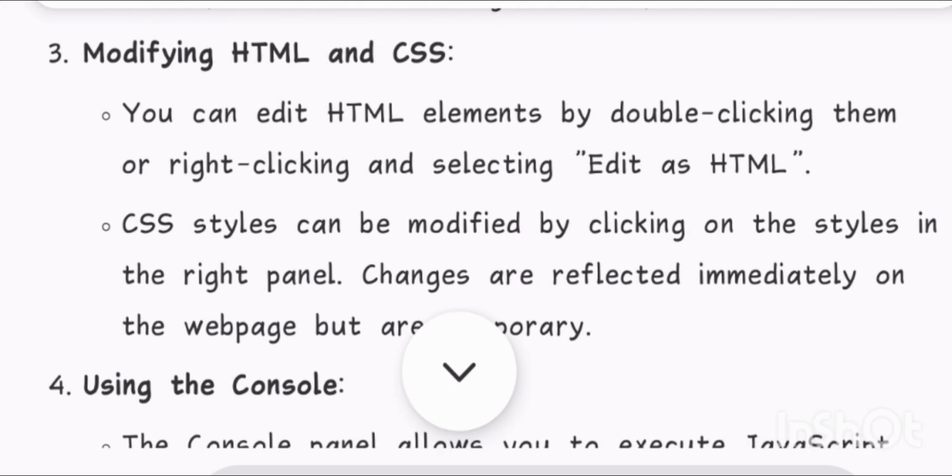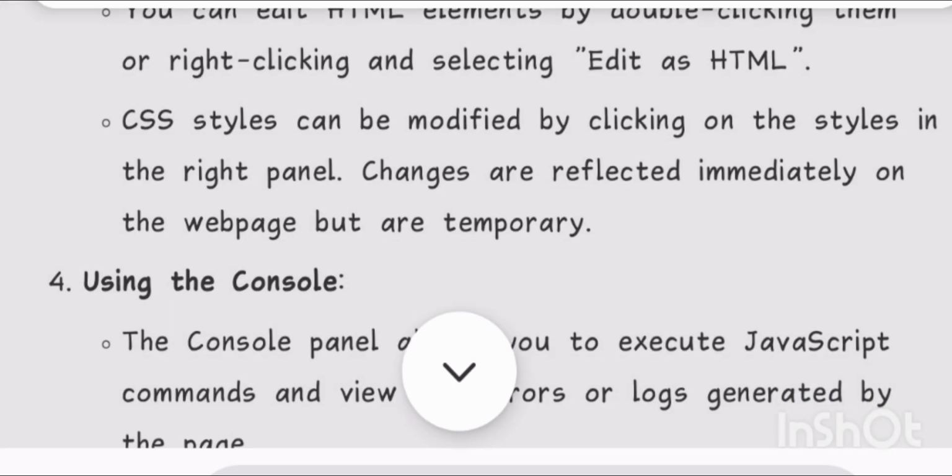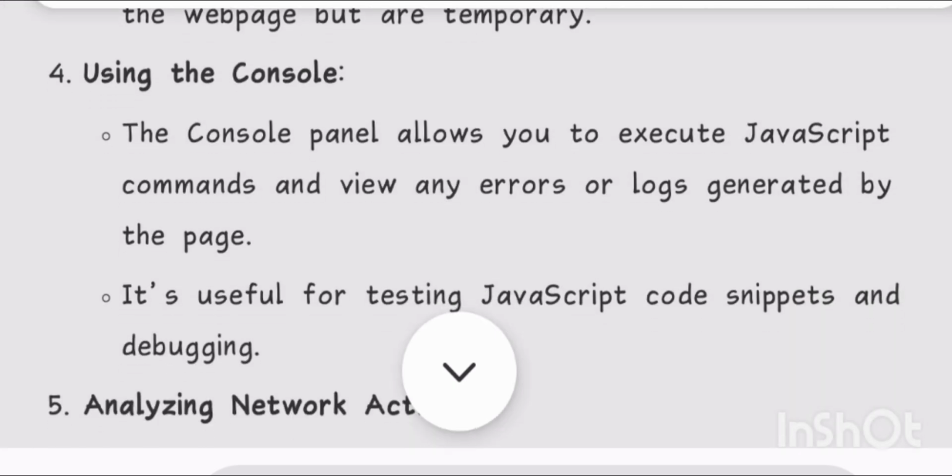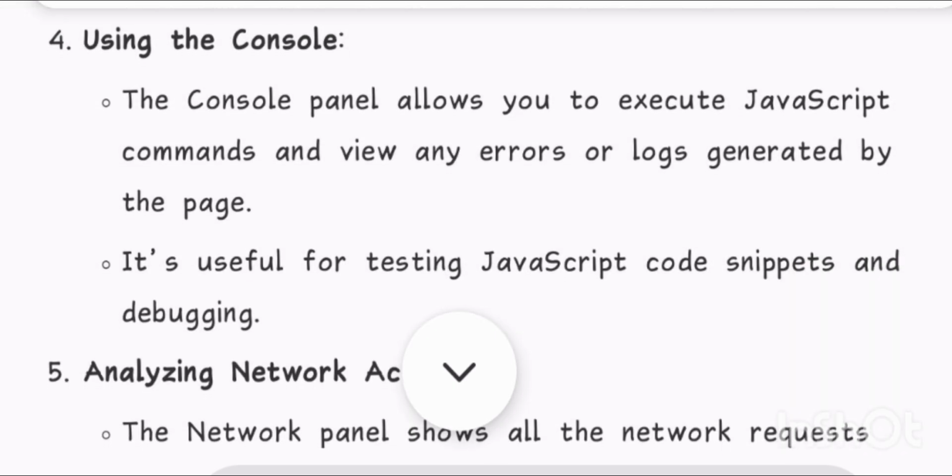3. Modifying HTML and CSS. You can edit HTML elements by double-clicking them or right-clicking and selecting Edit as HTML. CSS styles can be modified by clicking on the styles in the right panel. Changes are reflected immediately on the web page, but are temporary. 4. Using the console. The console panel allows you to execute JavaScript commands and view any errors or logs generated by the page. It's useful for testing JavaScript code snippets and debugging.